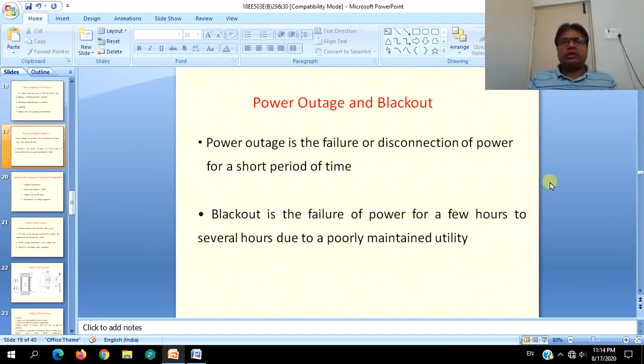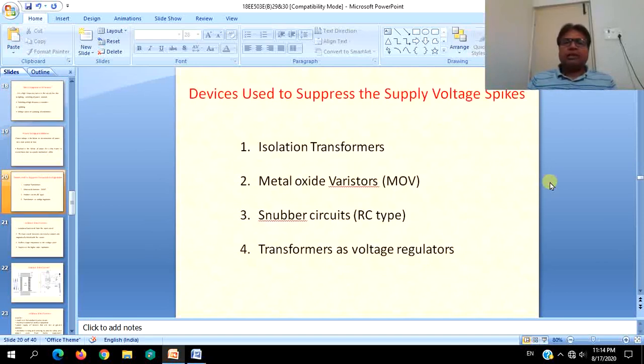To continue our discussion in the next session, that is the 30th session, with the continuation topic of devices used to suppress supply voltage spikes, as listed in the slide: isolation transformers, metal oxide varistors, snubber circuits, and transformers as voltage regulators or regulating transformers. Thank you.